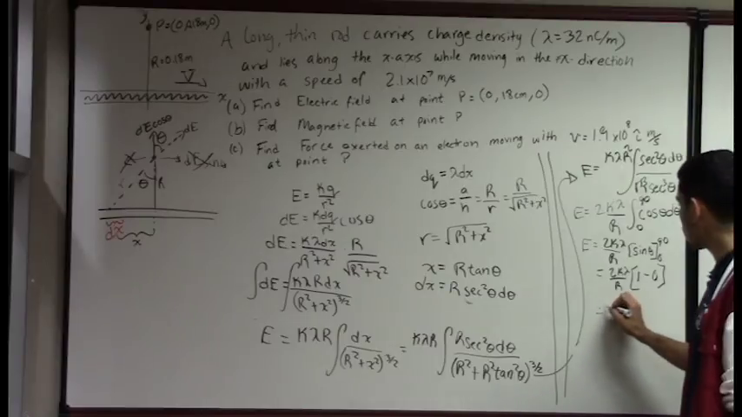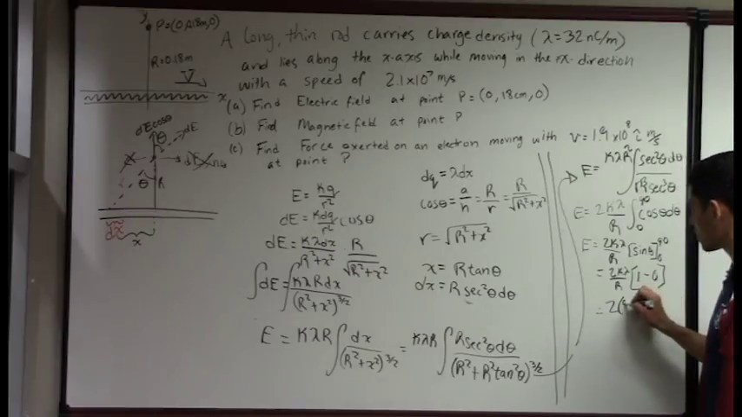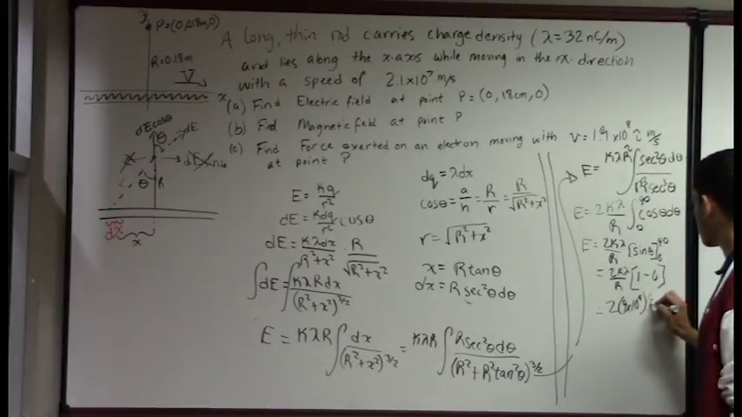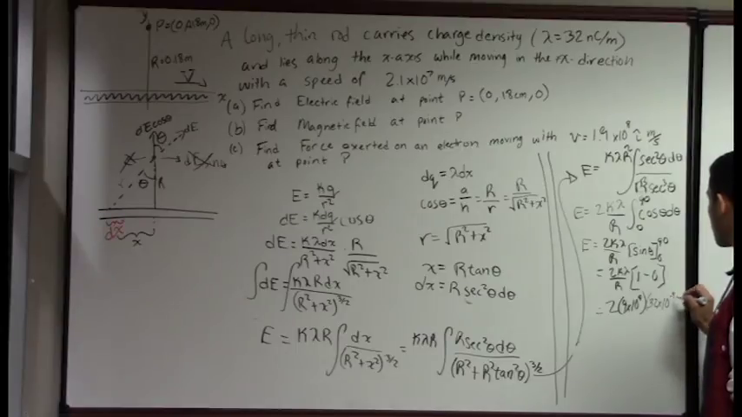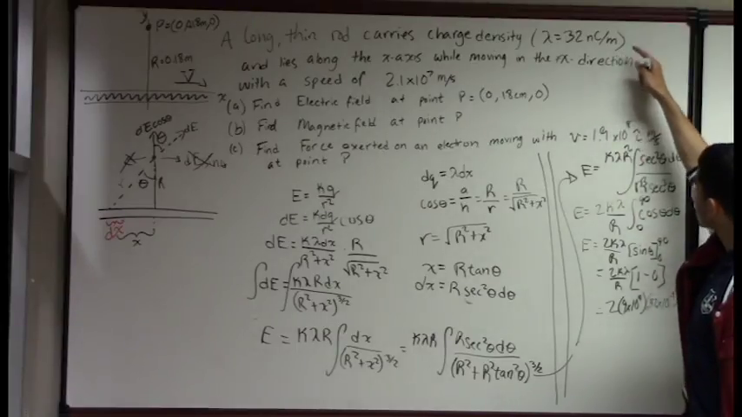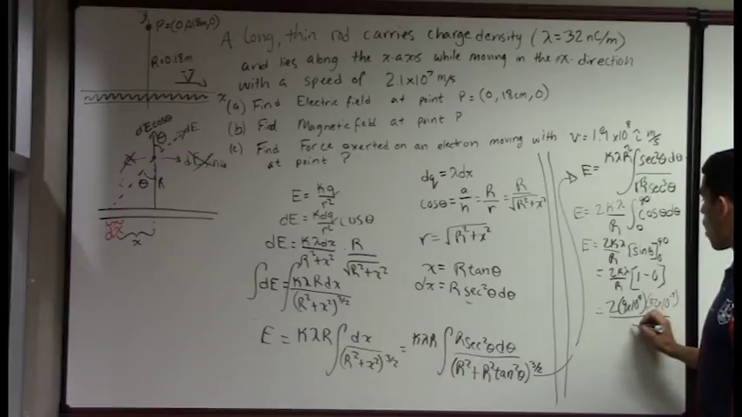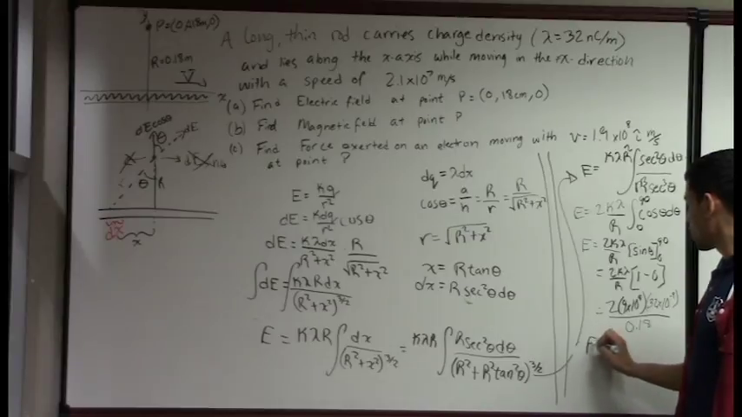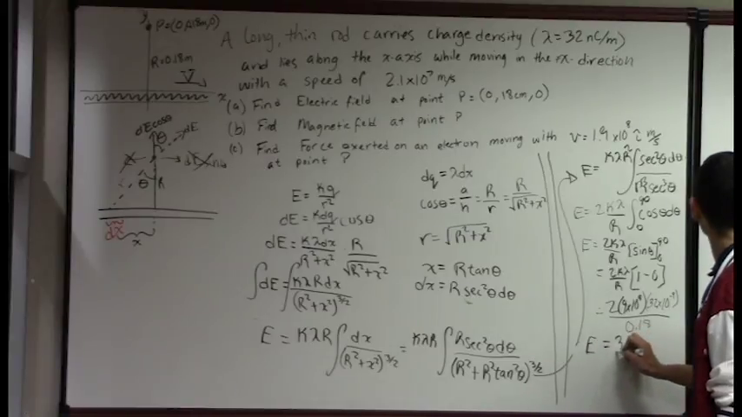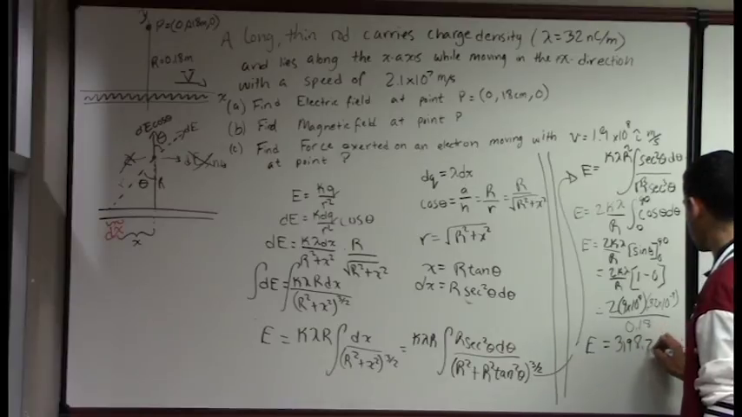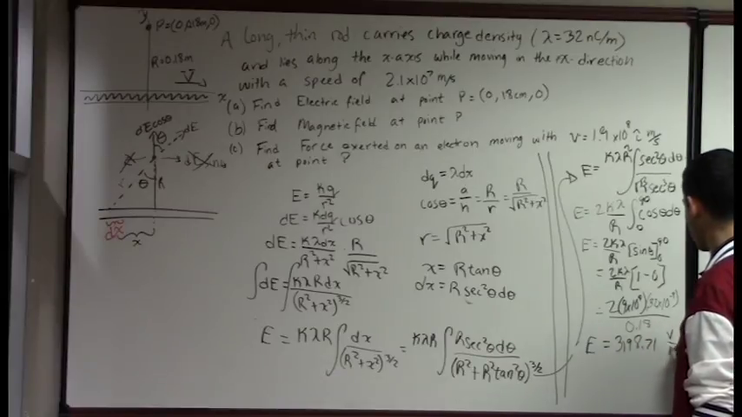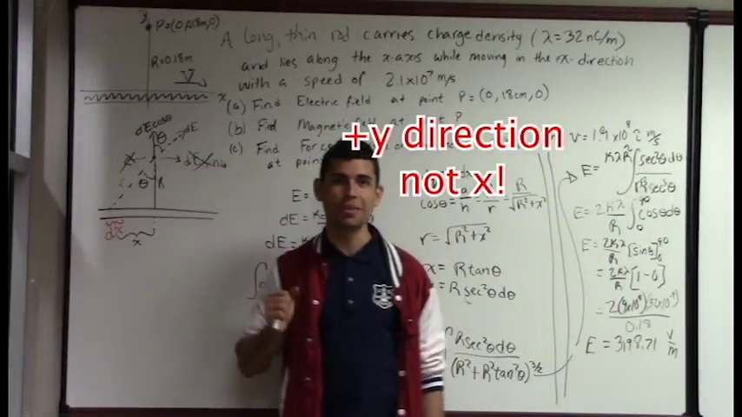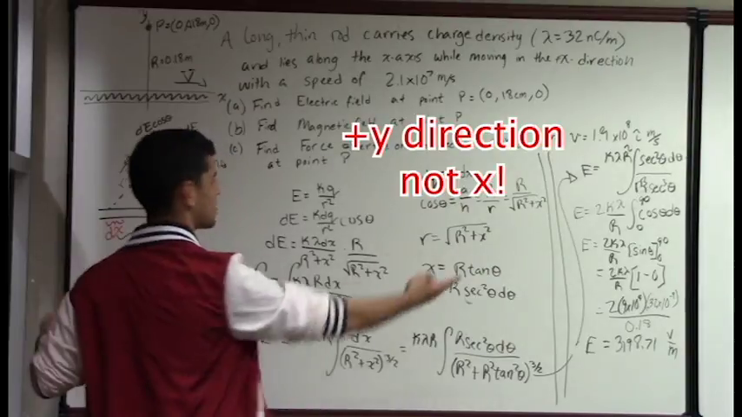Now plugging in our values, we have 2 times k, which is 9 times 10 to the 9th, times our lambda, which is 32 times 10 to the negative 9 coulombs per meter, all over our r, which is 0.18 meters, which further evaluates to 3,198.71 volts per meter. And our direction is going to be in the positive x direction. But yes, that is all.